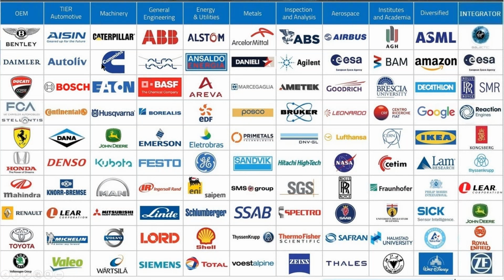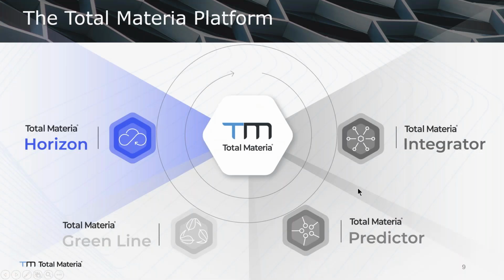So, as you know, automotive companies, machinery, general engineering, energy and utilities, metal producers are here too, inspection and analysis, aerospace, institutes and academia, and diversified and integrated users. Some of them are using Horizon, and some of them are using Integrator with Horizon, because Integrator comes with a full version of Horizon.